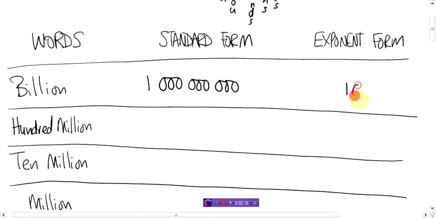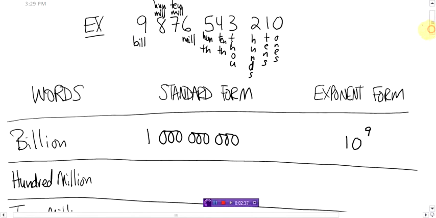Using the base of 10, all you've got to do is count the number of zeros. Well, we got 3, 6, 9. 9 zeros. So 10 to the power 9 is the same as a billion. Or you can write that. Okay. 100 million would be, again, just one step back from there.